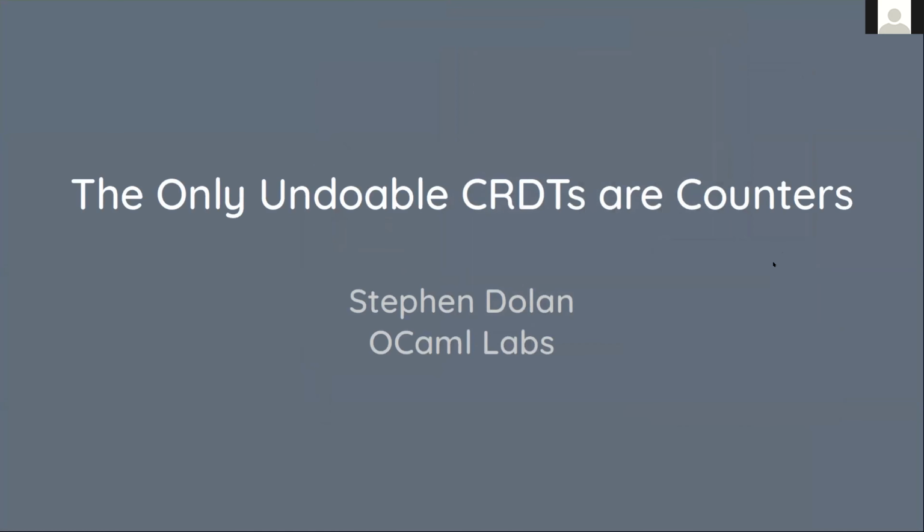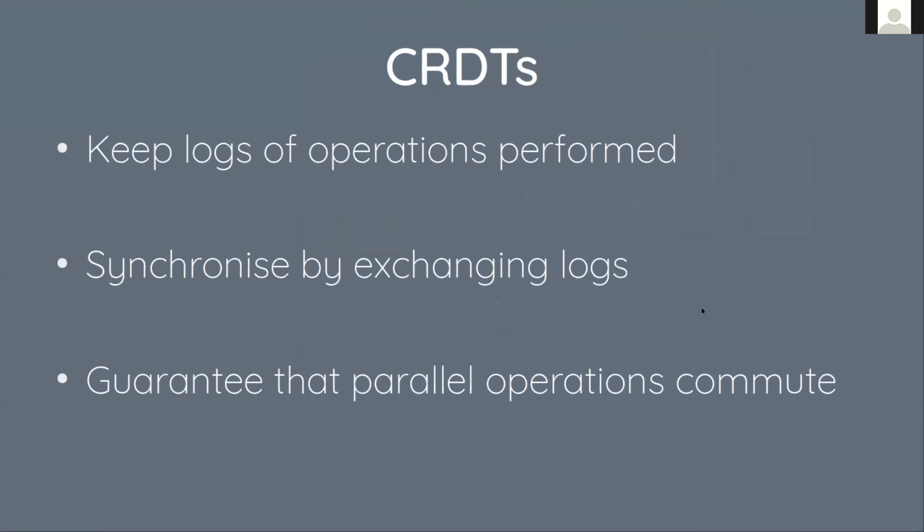I'd like to present this result. I'm going to be talking about CRDTs, or conflict-free replicated data types. They allow you to synchronize a data structure across multiple machines in a network. They work by having each replica keep a log of the operations that have been performed. Then when it comes time to synchronize the different replicas, they exchange the logs of operations they have performed and apply those operations to their own state. To guarantee that we end up in the same final state, we need to know that operations that happen in parallel are commutative, that they will result in the same state no matter which order they're applied in.